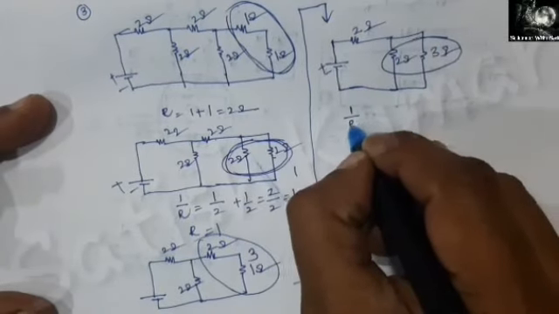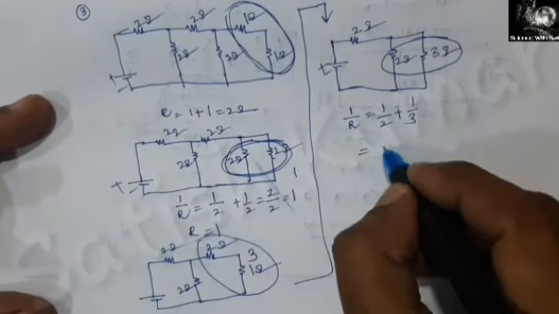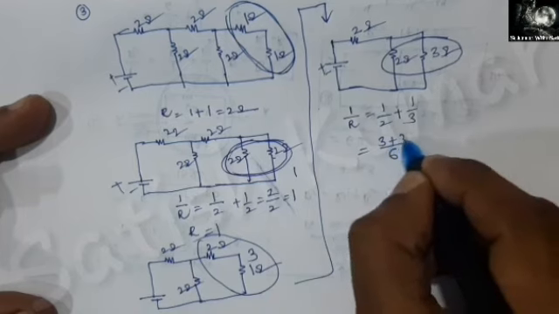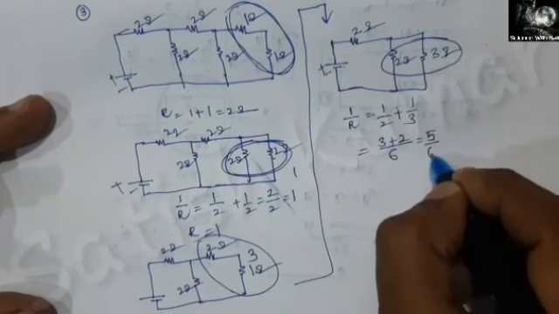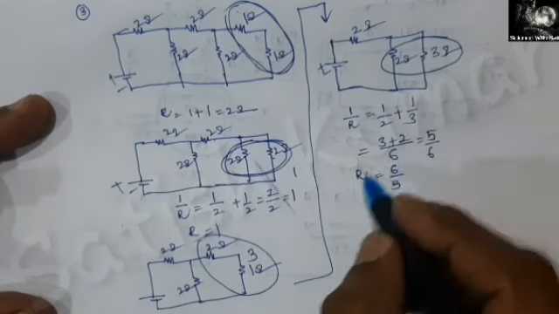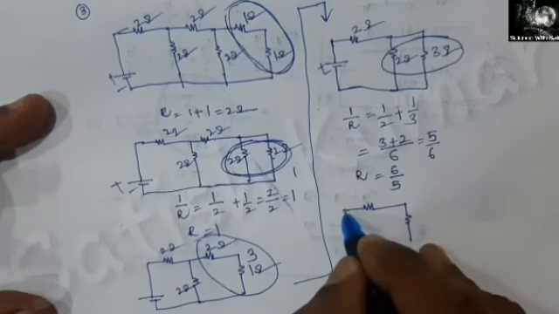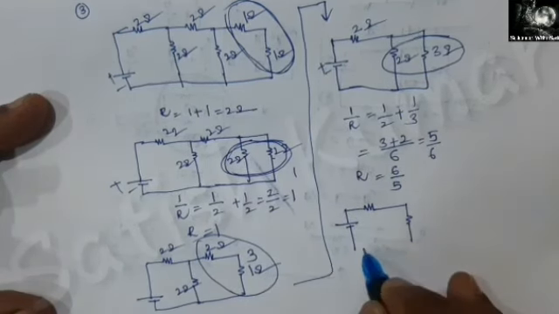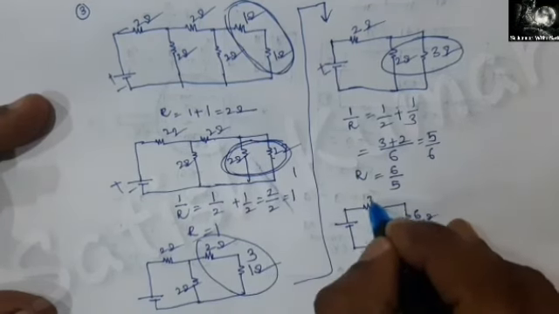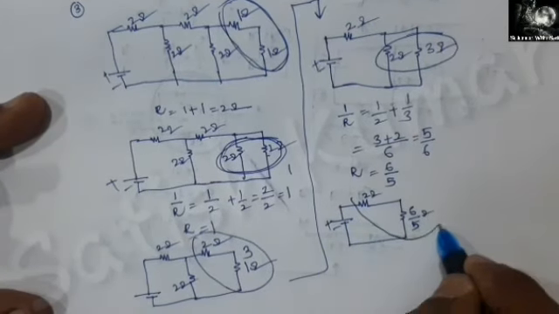So, 1 by R is equal to 1 by R1 plus 1 by R2. Taking 6 as the LCM, 2 3s are 6, 3 2s are 6, so it is 5 by 6. So, R can be written as 6 by 5. So, the circuit becomes 6 by 5 ohm and this is 2 ohm, and this is the battery. Now, again these two are in series.